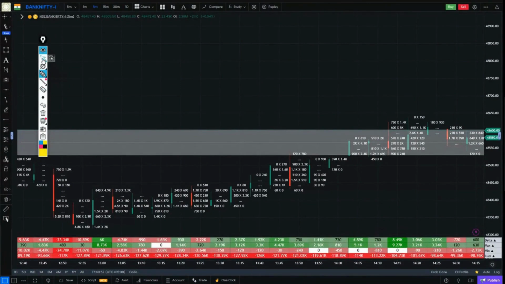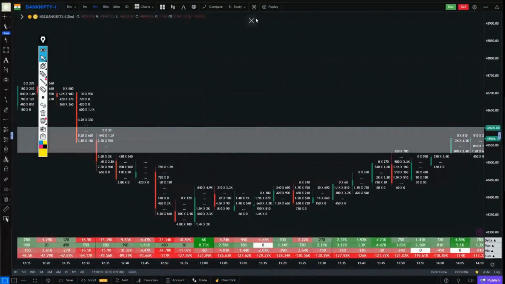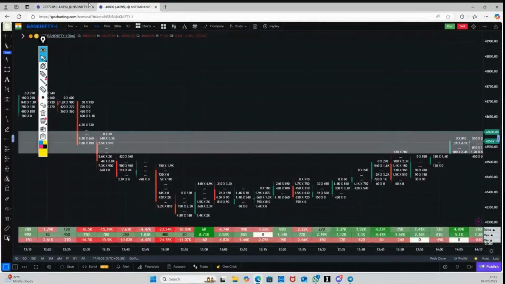So this was today's quick analysis of Bank Nifty and Nifty. Now, whatever questions you have, please go ahead and ask.